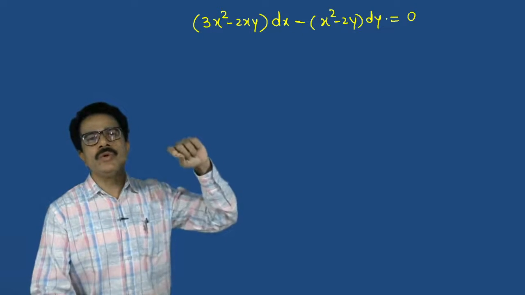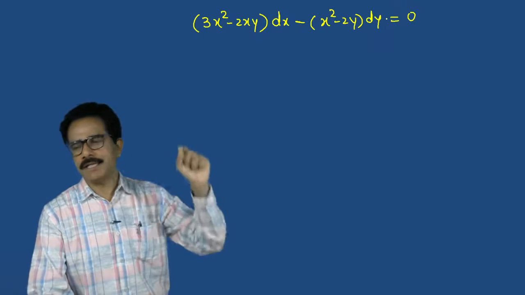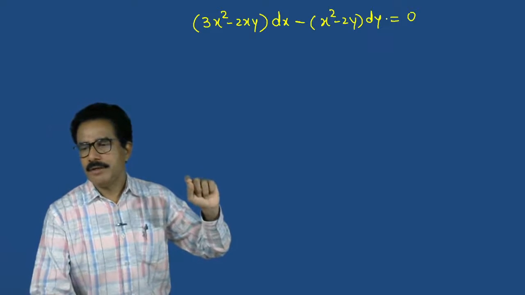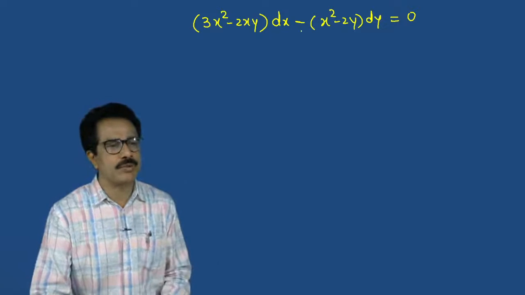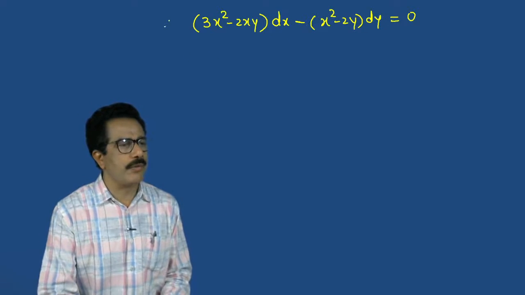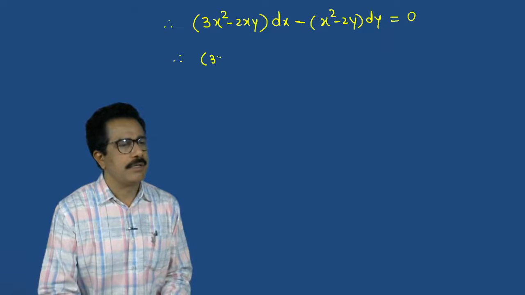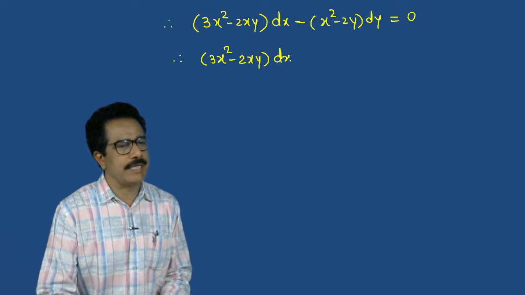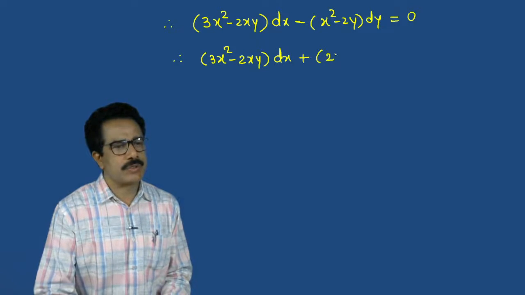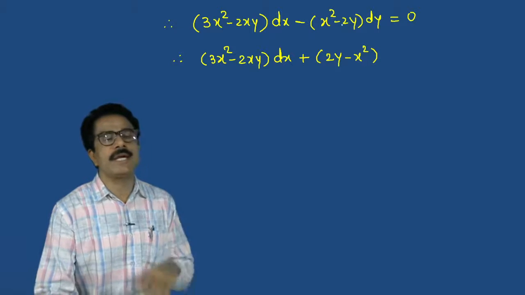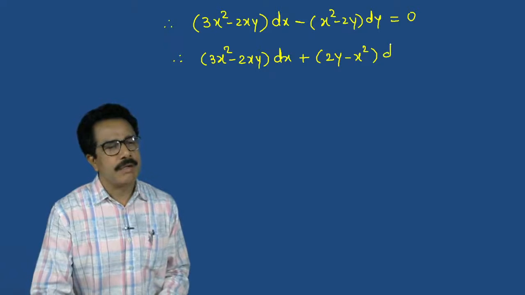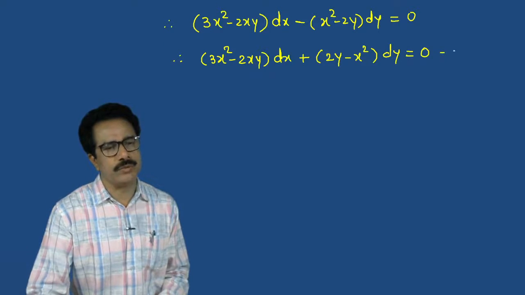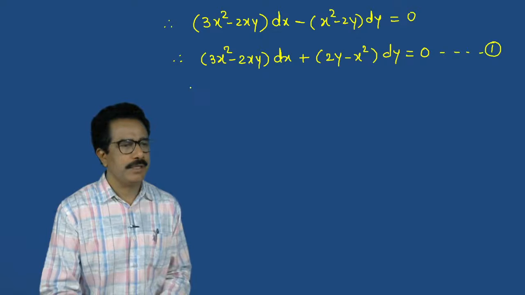But you know that the standard form of an exact differential equation is, what is the standard form of an exact differential equation? M dx plus N dy. That means we need a plus here. So we can write this as (3x² − 2xy) dx + (2y − x²) dy = 0, taking minus common from the bracket. Suppose this is the equation.